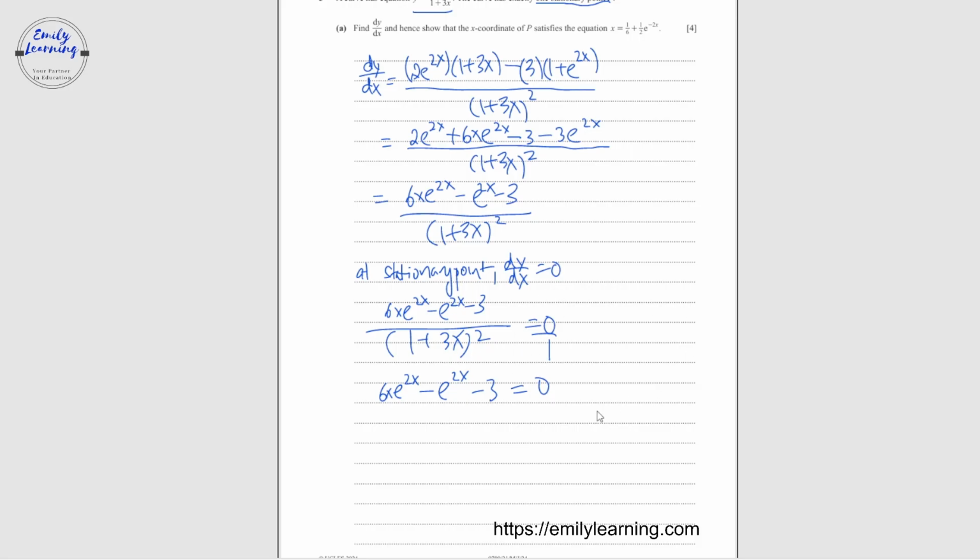So let me say the x coordinate of P satisfies equation 1. Now I need to find x, so let me make x the subject. What I'll do is put x here and then move everything else to the other side.